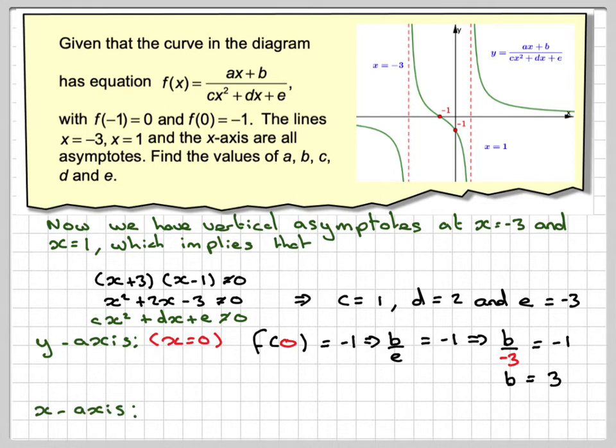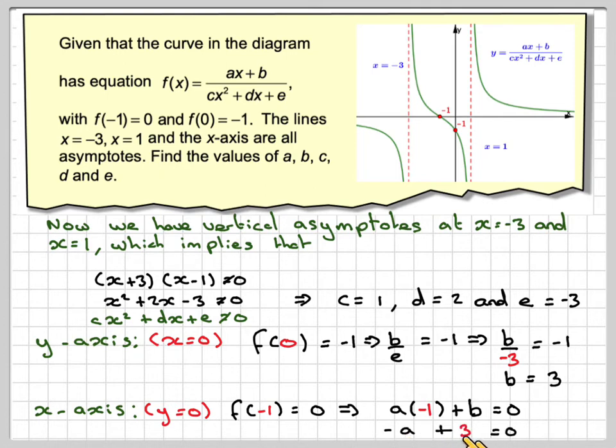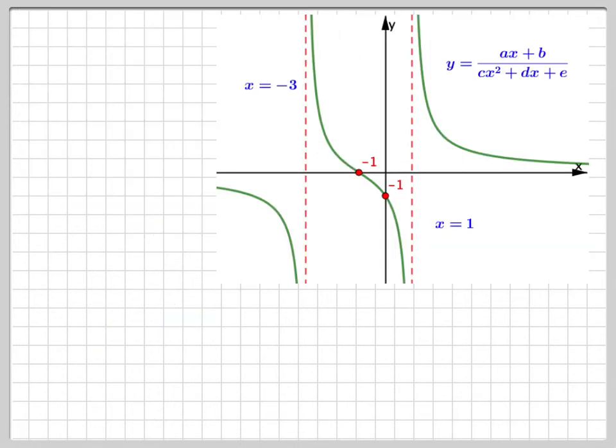For the x-axis, y is equal to 0, so we've got the minus 1 here. So that means f of minus 1 is 0. That will mean that if we get the x-axis just by looking at the numerator, we do a times minus 1 plus b is equal to 0. We've already calculated that b is 3. So that means that minus a plus 3 is equal to 0, and that means that a must also be equal to 3. So there's the curve again.